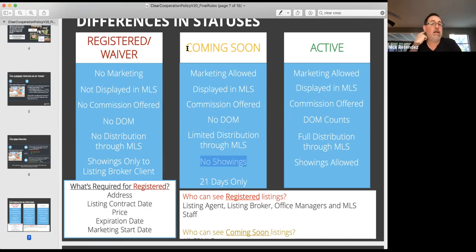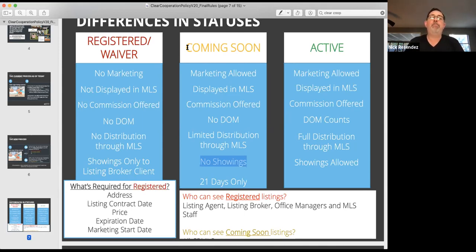And then our last one is active, which is what you're all familiar with: full marketing, full showing, days on market accrues, et cetera, et cetera. Okay. So I have a question: who would want a listing like this as far as registered? Registered means you're securing the listing, but you're just not ready to put it for sale yet. You're just securing the contract, getting your seller to sign and agree. You don't even want to do pre-marketing with the coming soon. You're just taking the listing and holding on to it until that thing's ready to go. Coming soon means maybe you're finishing up some last minute things, getting some photos taken, your video or whatever you're doing, and then active is full blown for sale.